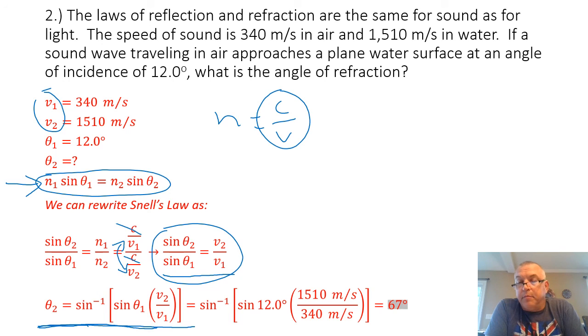Oh, so I'm going to plug my known values into this equation. I have my angle of incidence, the speed of the sound wave in the water, and the speed of the sound wave in the air. And when I do that out, I am going to have an angle of refraction in the water of 67 degrees.